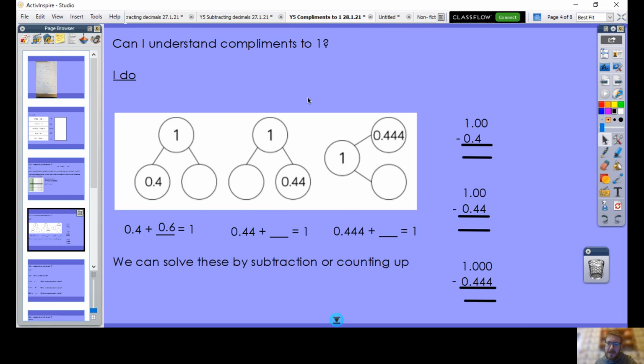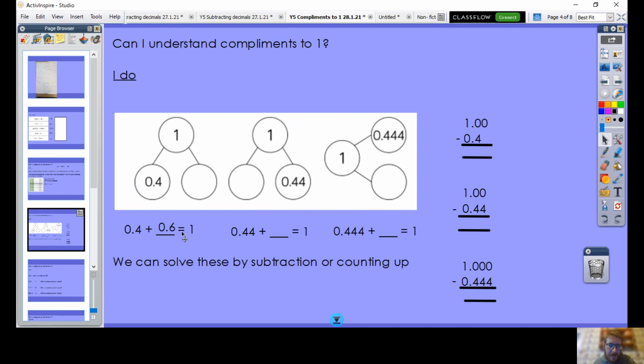So if it were representing a bar model as well, you would think about it the same way. If you've got the top, you've got the whole, you would subtract one of the other parts to find out the missing value there. So we could solve it with subtraction. We could solve it using counting up, or we could solve it using our number bonds. So there's a few different ways we can think about it.